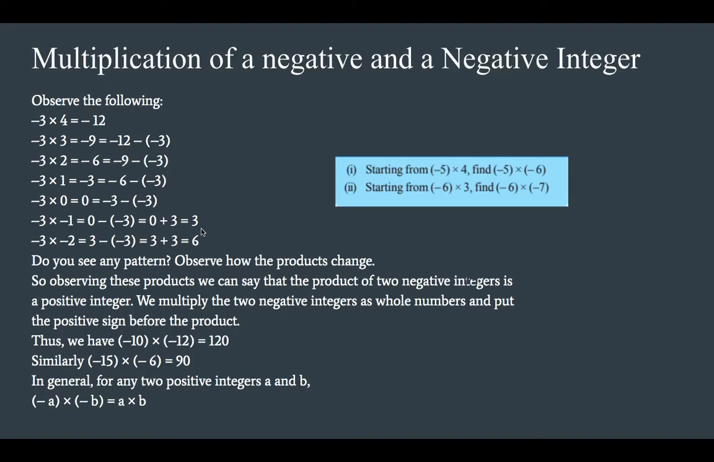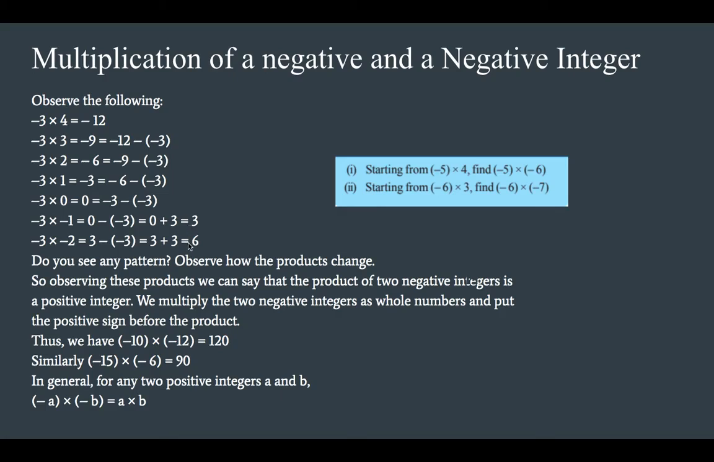Okay, so negative 3 into negative 2 will be, now this 0 will increase to 3, and you'll subtract negative 3 from 3, and you'll get 6. So do you see any pattern? Yes, we see a pattern. We see that this number is getting decreased by an amount of 3, and this negative 3 remains common. So from that we get that the multiplication of two negative integers comes out to be a positive integer.